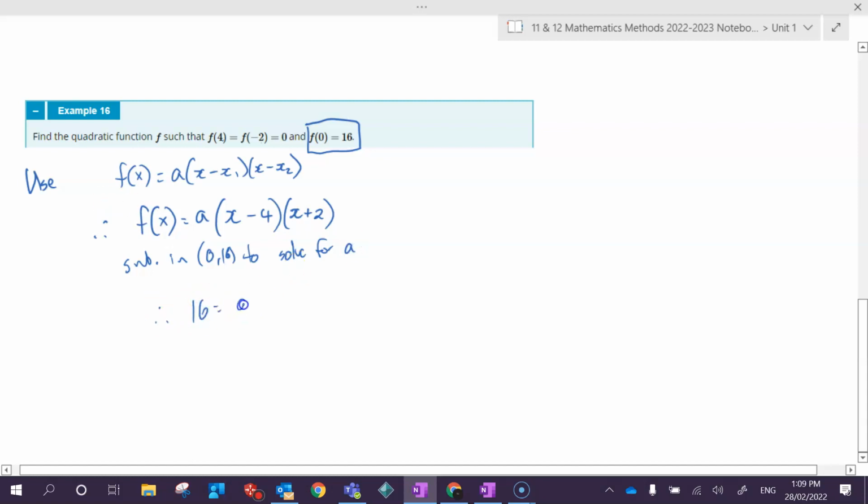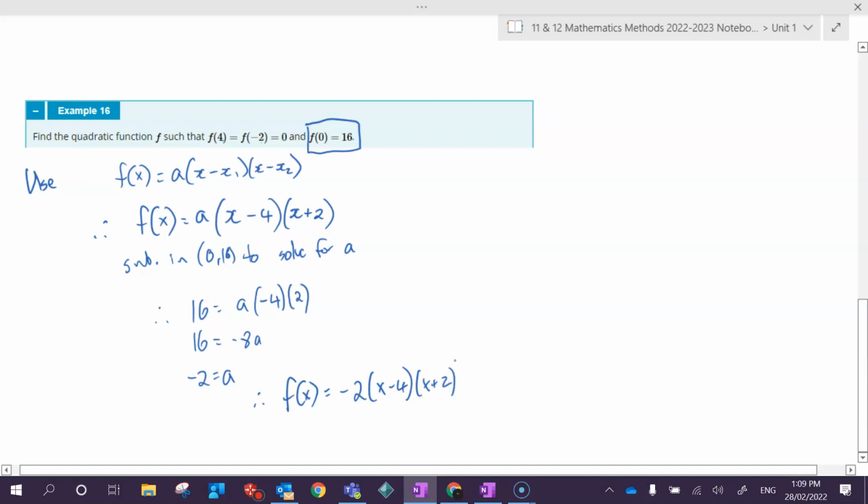So 16 is going to be a. When I substitute in 0 in the first bracket, I have negative 4. When I substitute 0 into the second bracket, I'm going to have 2. 16 equals negative 8a, divided by negative 8. Negative 2 equals a. And I've got my equation. F of x equals negative 2, x take 4, x plus 2.